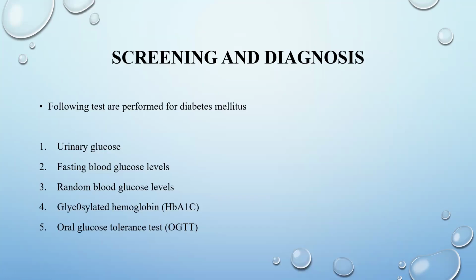For screening and diagnosis, the following tests are performed for diabetes mellitus: urinary glucose, fasting blood glucose level, random blood glucose levels, glycosylated hemoglobin, that is HbA1c, and the oral glucose tolerance test, that is OGTT.